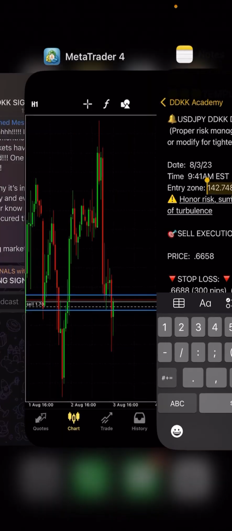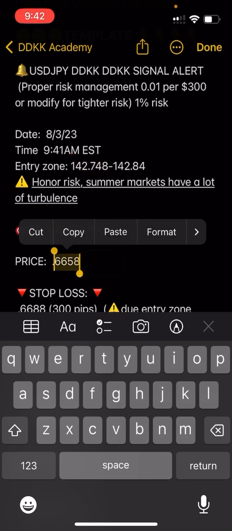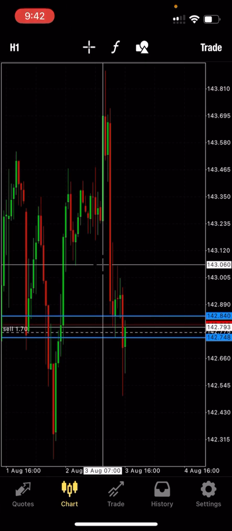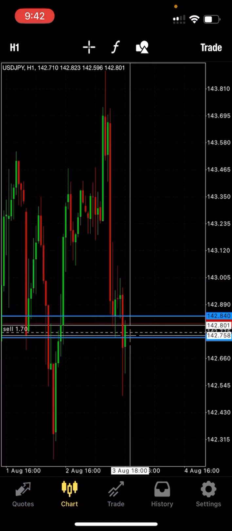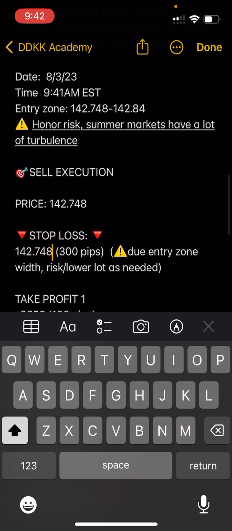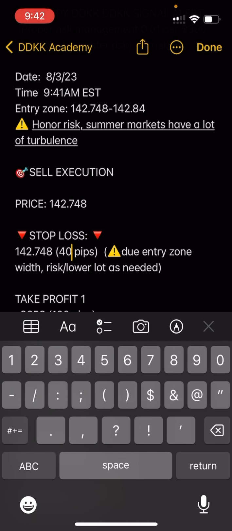I'm going to take 142.84 and make my targets off of it. So we're going to do a sell execution because price is where I need it to be right now. The most efficient way would be to have everybody on the Zoom call and tell them right now to execute, but I don't want any distractions, so I type as fast as I can to help them get inside the zone. So 142.748 is the entry zone.